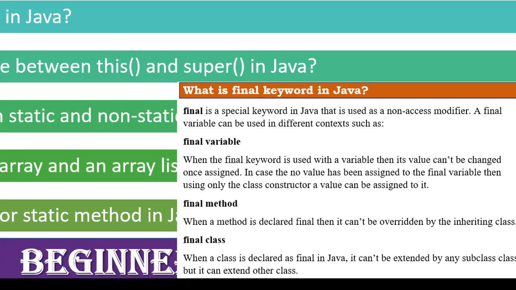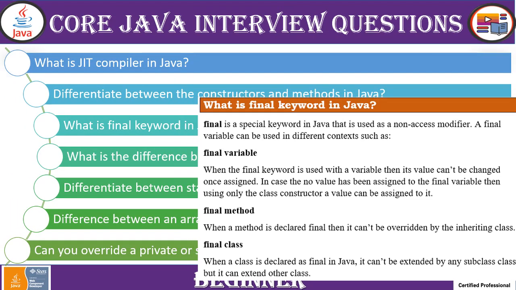Final is a special keyword in Java that is used as a non-access modifier. A final keyword can be used in different contexts like a variable, method, or class. When it comes to a variable, that value can't be changed once assigned. If a method is declared as final, it can't be overridden by the inheriting class. If a class is declared as final, it cannot be extended by any subclass.